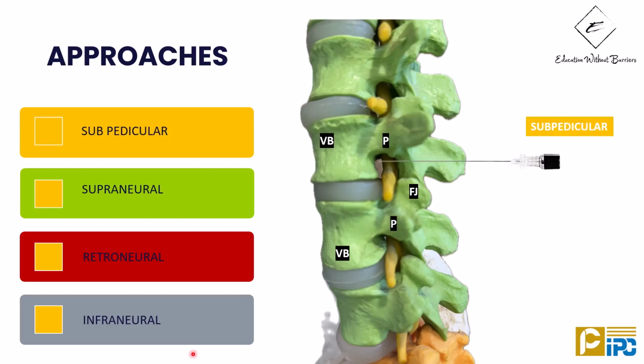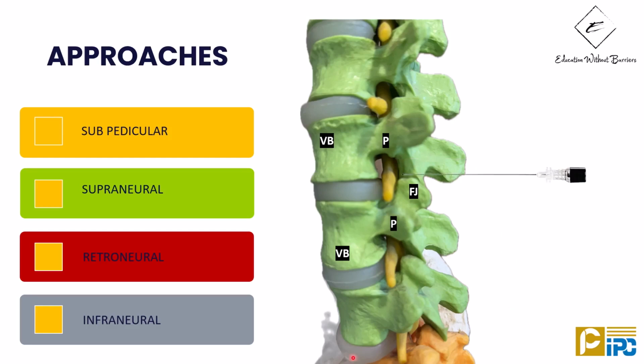So this needle which I've traced is sub-pedicular, which means the needle is going below the pedicle. And if you notice, it is ending just at the posterior border of the vertebral body. So it's going quite deep. Now, contrast this to the other approach, which is the supra-neural approach. Again, the supra-neural approach is also going below the pedicle, but if you notice, the end point is in the posterior part of the foramen, not going as far as the vertebral bodies. So the depth of the needle is different between the two approaches.